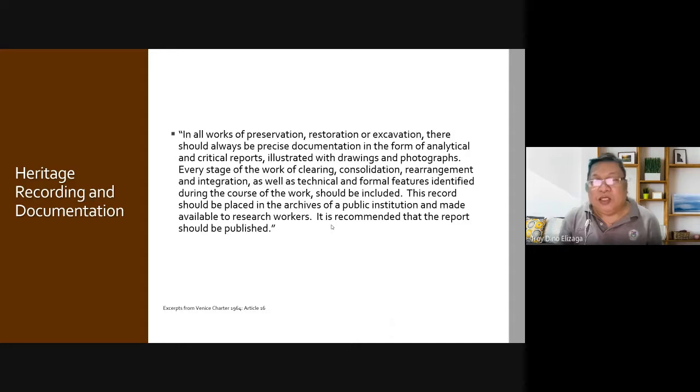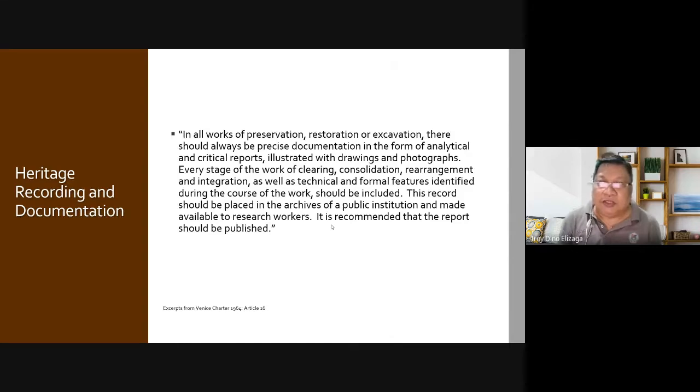Okay, so we need to break this down to explain this. So first, in all works of preservation, restoration, or excavation, there should always be a precise documentation. This means that the documentation is applicable in different types of conservation projects, be it preservation or restoration or excavation, or any other types, which may not be mentioned here, including adaptive reuse or reconstruction. And next is that the documentation is in the form of analytical and critical reports, illustrated with drawings and photographs.